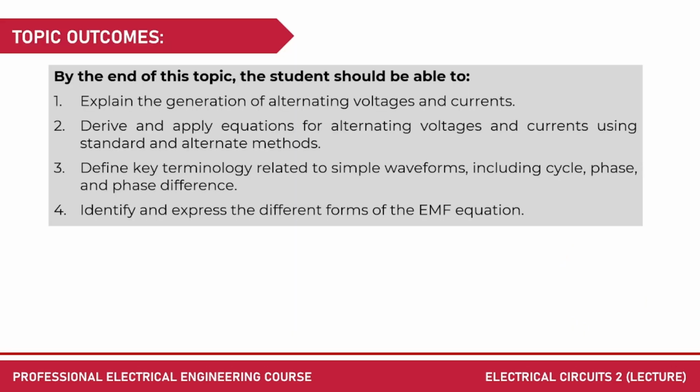By the end of this topic, the students should be able to, first, explain the generation of alternating voltages and currents. Second, derive and apply equations for alternating voltages and currents using standard and alternate methods. Third, define the key terminology related to simple waveforms, including cycle, phase, and phase difference, and identify and express the different forms of EMF equation.